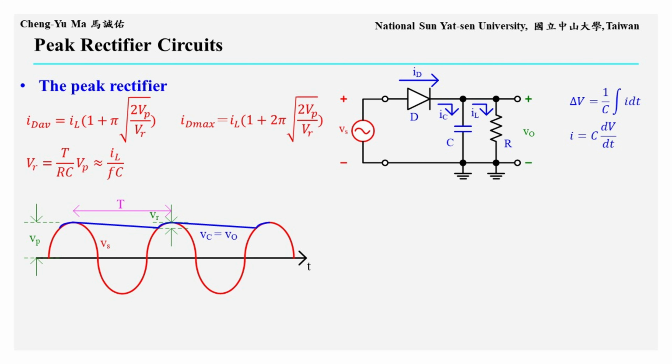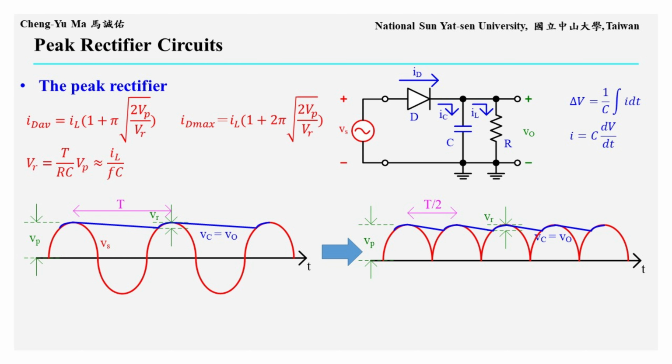Let us summarize the three important formulas for the peak rectifier made of a diode in series with a parallel RC branch. The ripple voltage Vr is proportional to the input period, which is the time between charging events. If the input Vs first passes through a full-wave rectifier before entering this peak rectifier, the signal period seen by the peak rectifier becomes one half of the original period. Therefore, VR can be reduced by half.